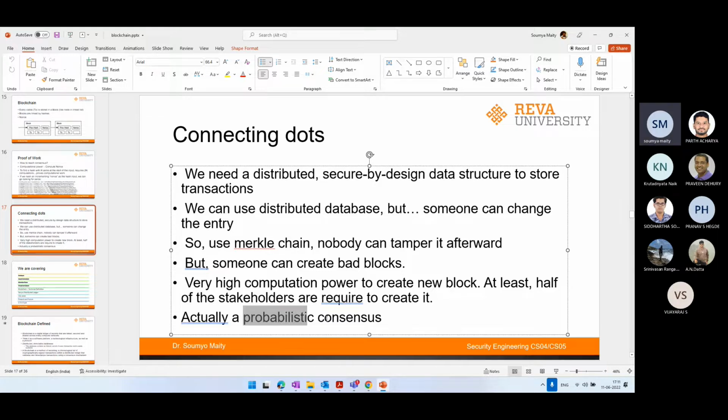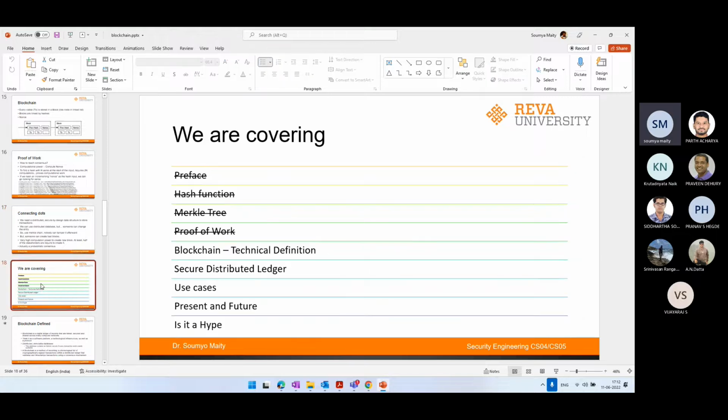And this is a probabilistic consensus. Consensus means if there is a bad block and a tie about who is right and who is wrong, then if half of the network says somebody is right, then he is right. If the block is legitimate according to the network, then that block is legitimate. That's called a consensus.